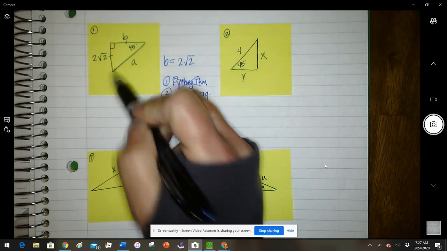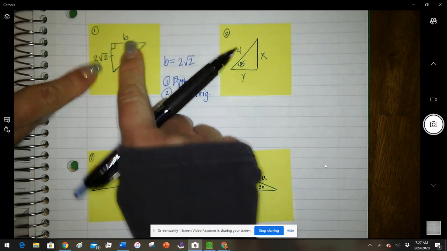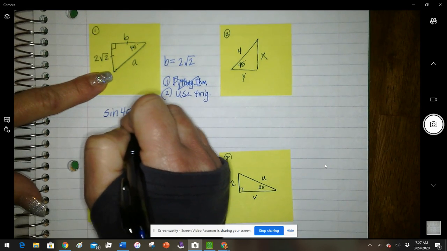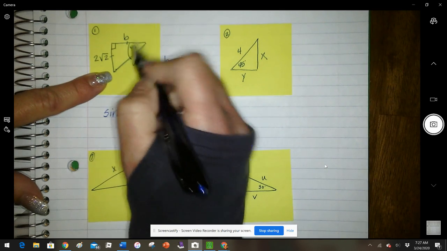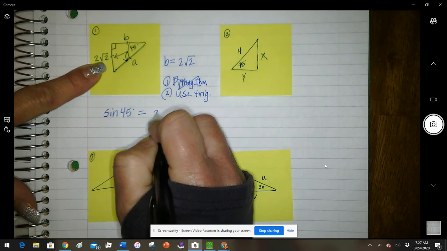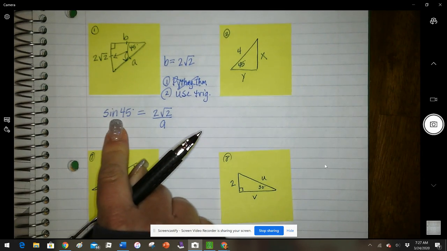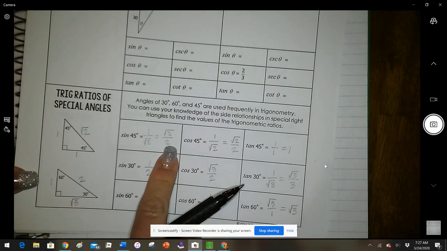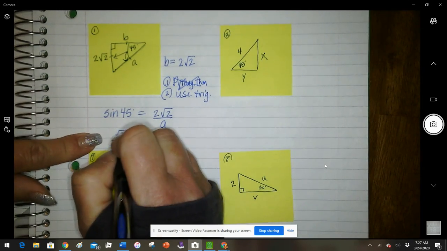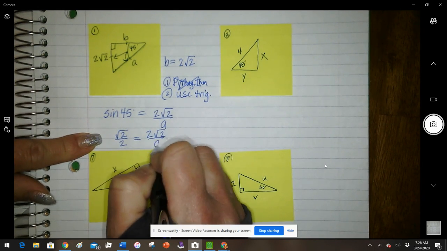So I need to find out what A is, and I can use either 45-degree angle. It doesn't matter. They both end up being the same thing anyway. But let's go ahead and do the sine. The sine of 45, if I'm looking at this 45-degree angle, is opposite over hypotenuse, so I'm going to put 2 root 2 over A. Now, the sine of 45, if I look at my chart, is root 2 over 2. So I'm going to replace the sine of 45 with root 2 over 2, and that's going to equal 2 root 2 over A.